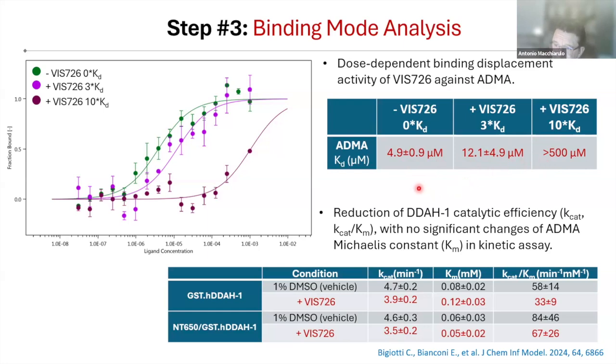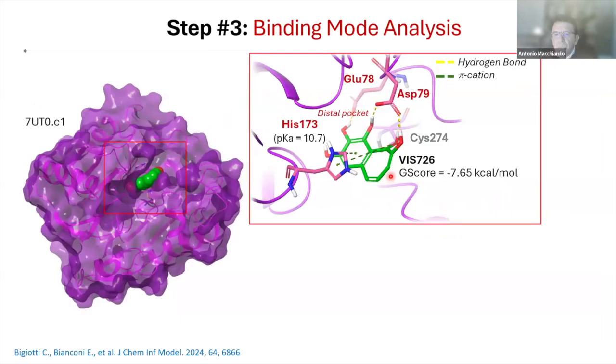We then also ran kinetic assays of DDH1 in the presence of these molecules, and we were able to observe that this compound is able to reduce DDH1 catalytic efficiency, but without any significant change of the ADMA Michaelis-Menten constant. And this somehow contradicts the results obtained by MST ligand displacement assays. So to better understand what is going on in this case, we went back to the results of molecular docking and we inspected the binding mode of this molecule to the enzyme.